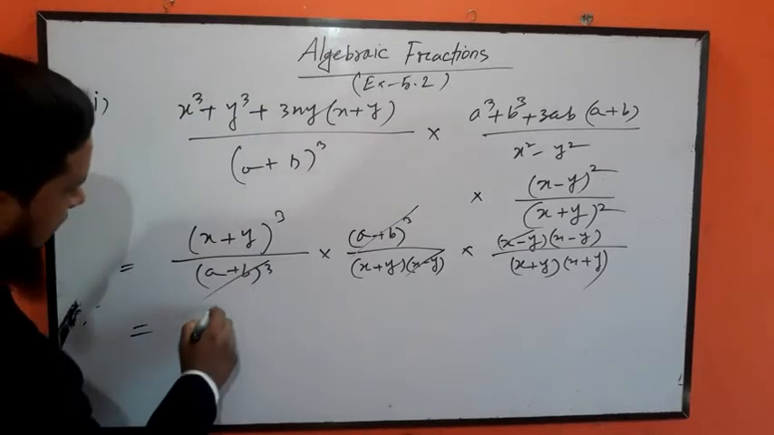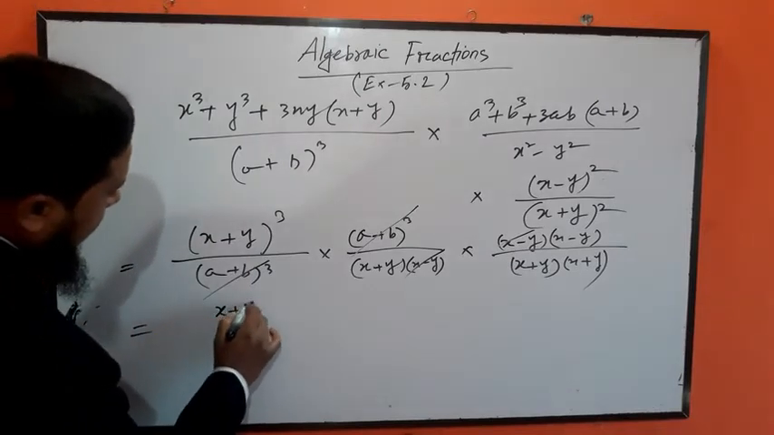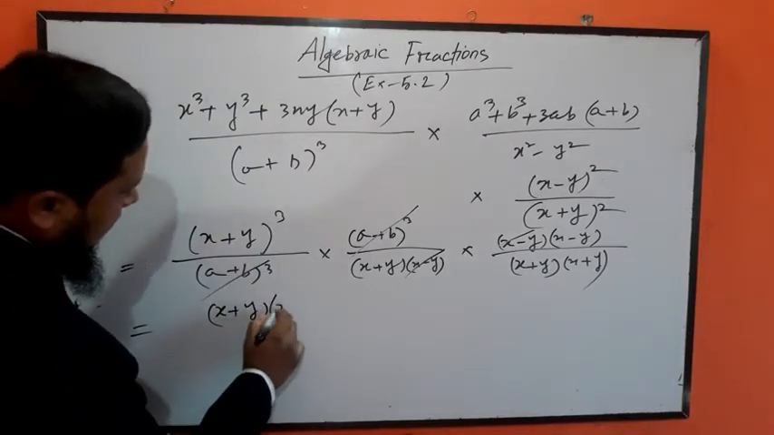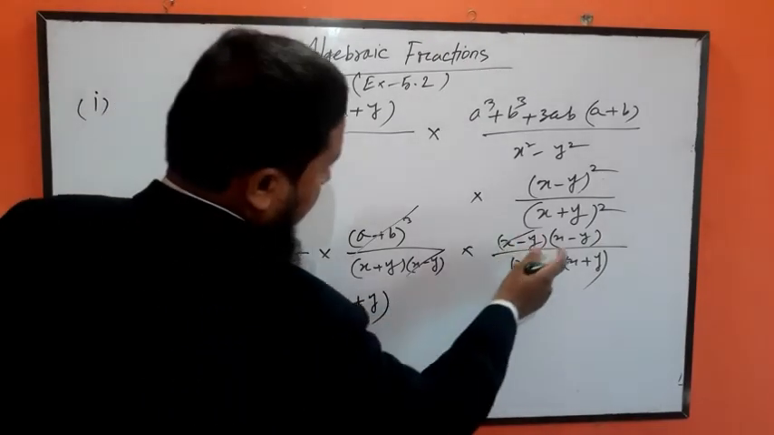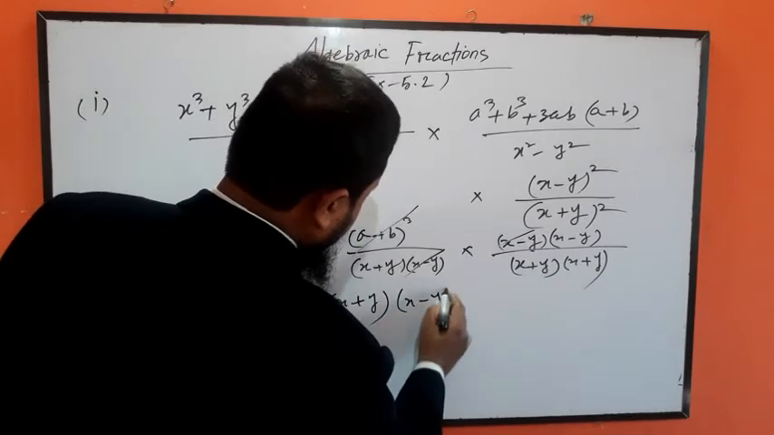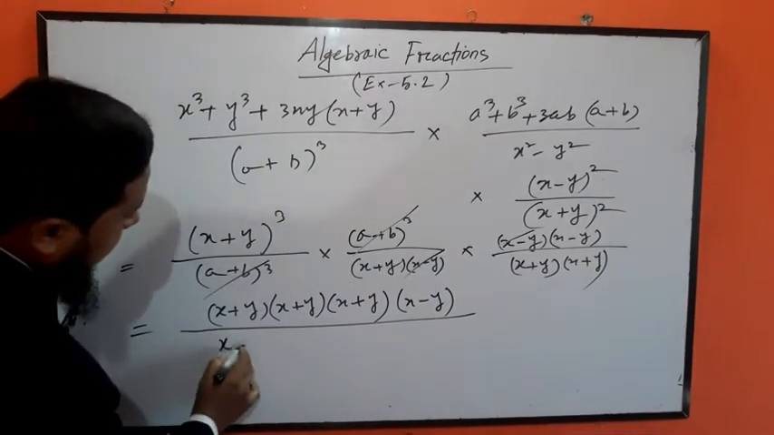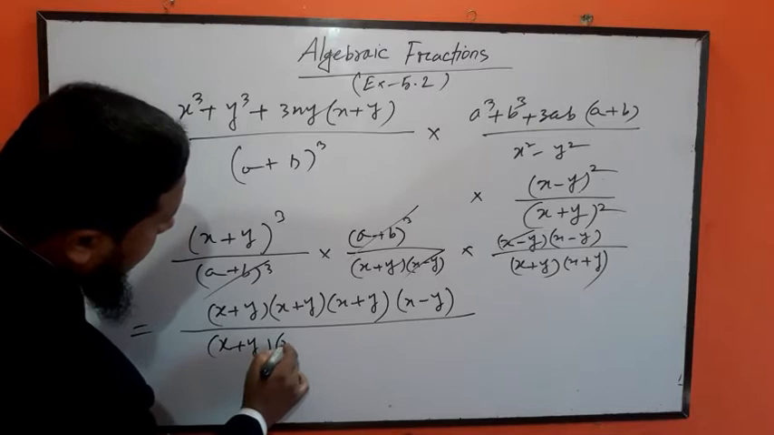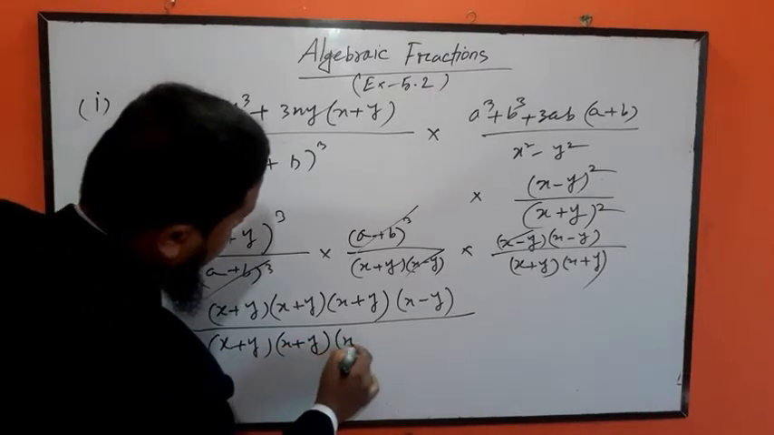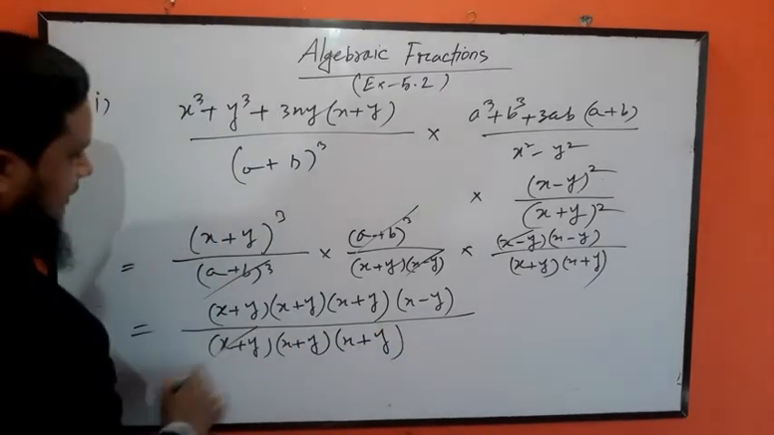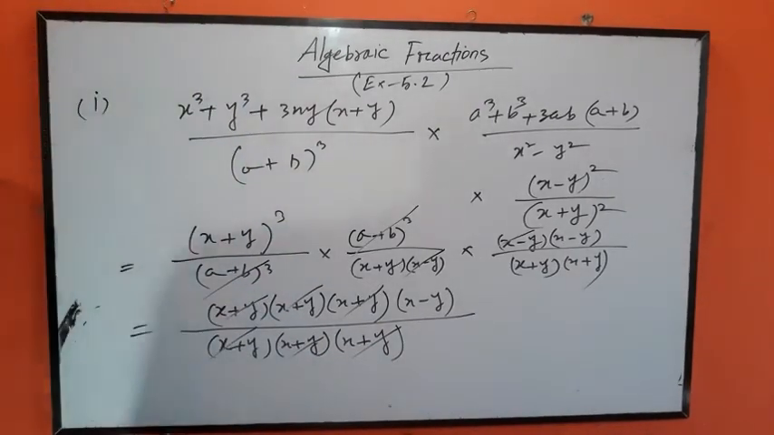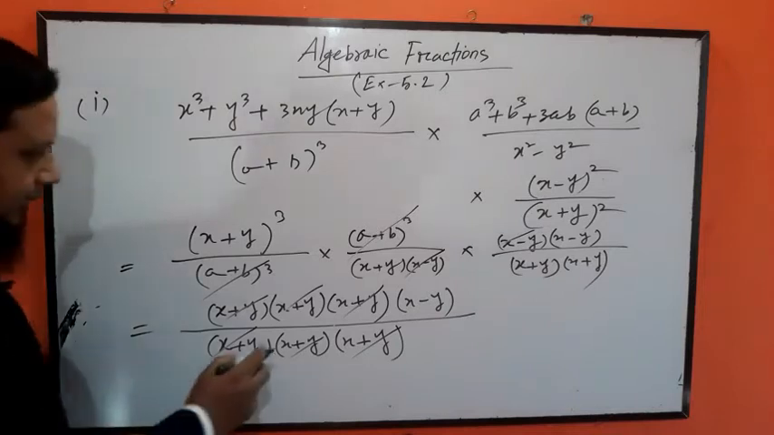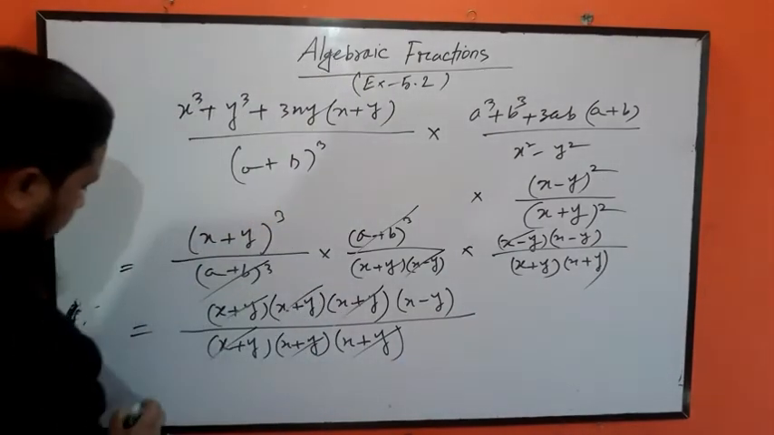In the next line we try to cancel this one. We can write it like this, 3 times x plus y, and x minus y here given, and in our next line x plus y and x plus y, so these 3 cancel, the same factor in the numerator and denominator, so remaining here x minus y.